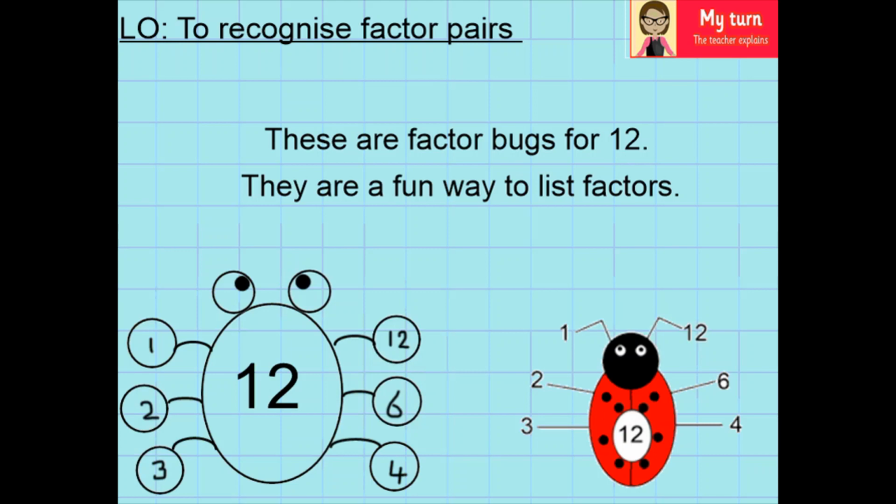These are factor bugs. So we've just looked at factor pairs for 12, and they're a fun way to list factors. So I've drawn a little bug there and written my product in the middle. So 12's there, and I've written the factors on the outside on the little legs. So I've got 1 and 12, started with 1 because that's the easy way of starting, because we know every number has 1 as a factor. And then I've moved on and I've written the factors on the legs. Now, of course, the type of number you're working with will depend on the amount of legs your bug will have. So here we've got some pictures, and it's a fun way to list factors, and we're going to maybe use that in the rest of the lesson if you would like to.